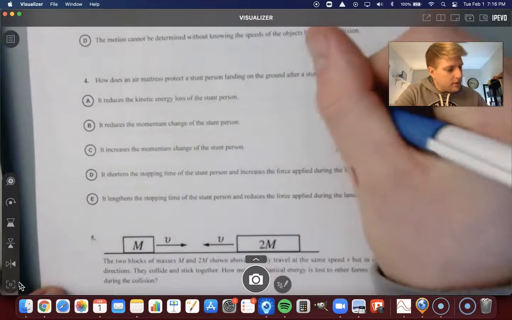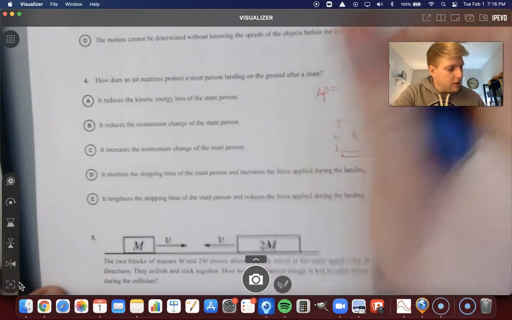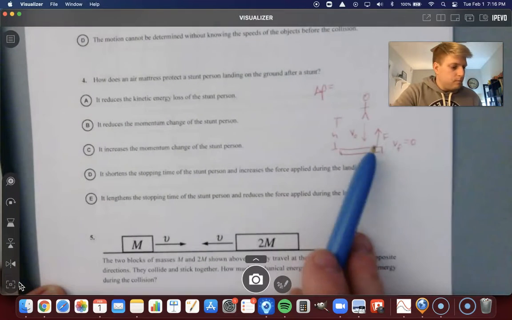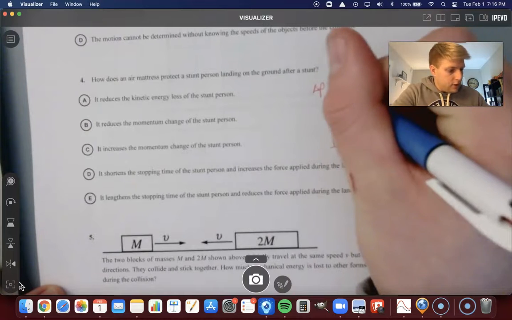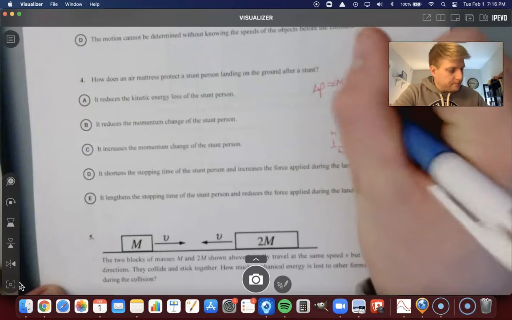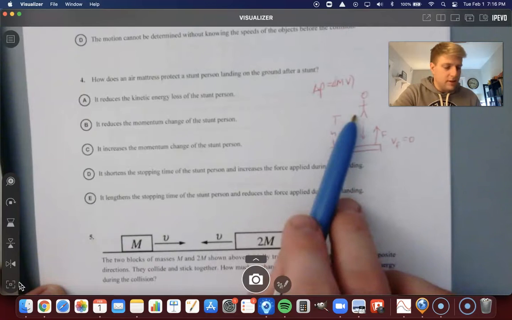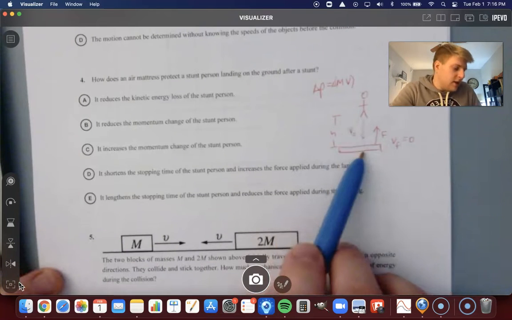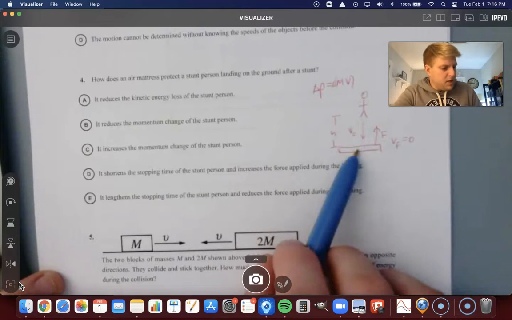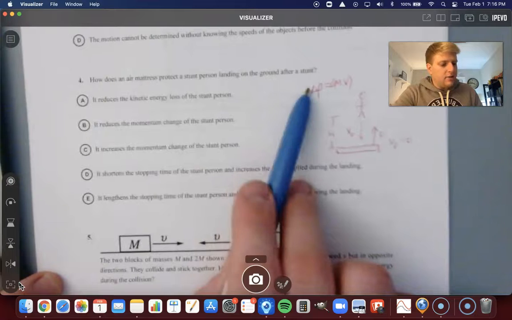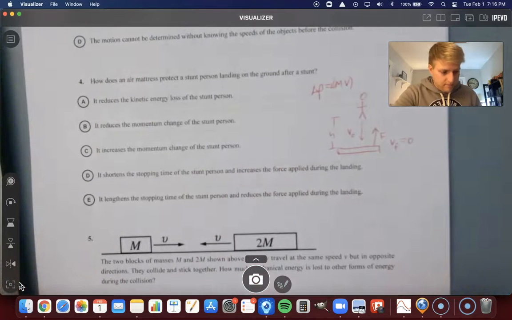So the change in momentum of this person is going to just be delta mv. We know the final velocity is going to be 0. We know their initial velocity is going to be the same. Using kinematics, they're always going to hit the mat with the same speed. So we don't really have any control over their change in momentum.